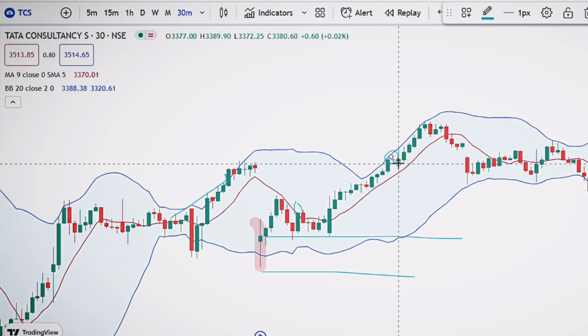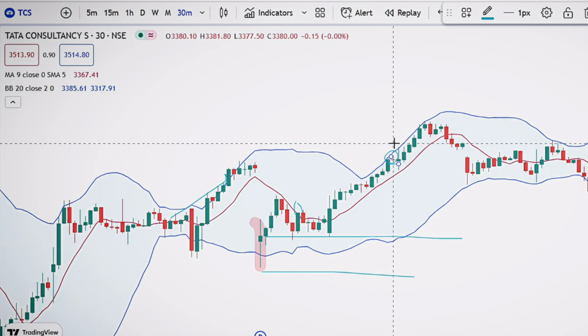You can use this setup for both stocks and indices. Since this is a reversal trade, the stop loss is generally small, but the target can be quite rewarding.